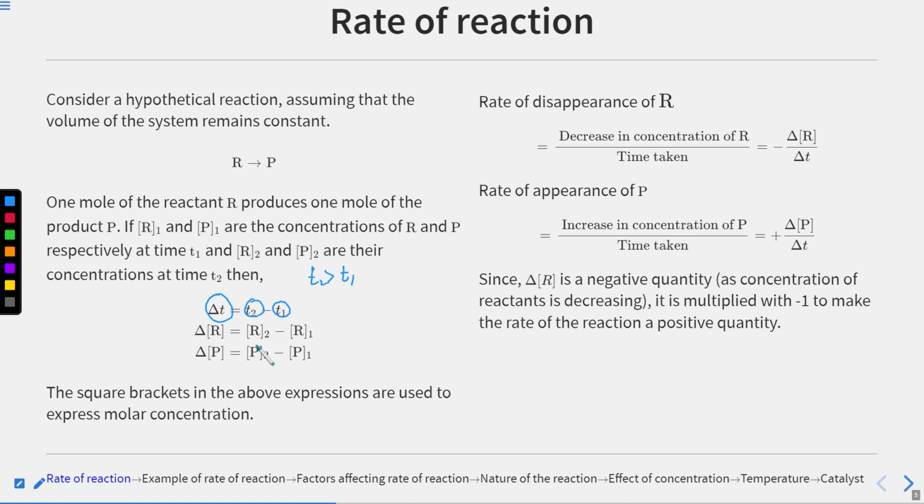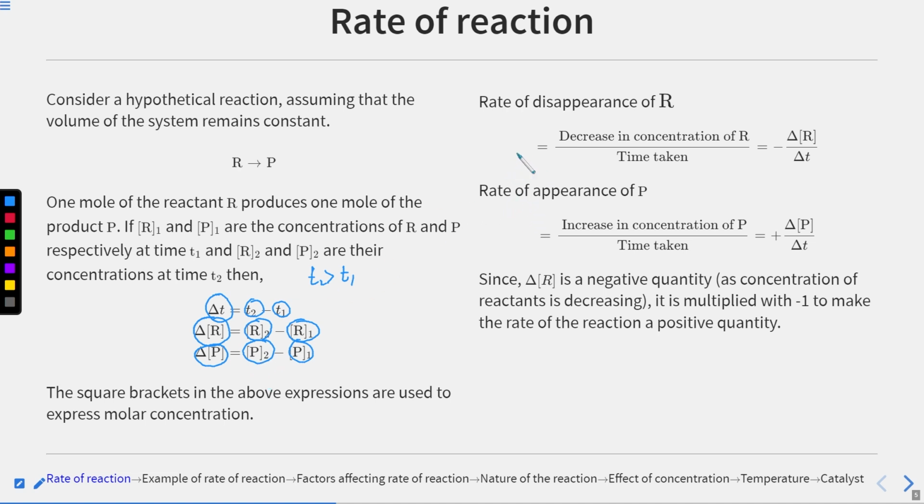Next, what is the change in concentration of reactant? It is R2 minus R1. The concentration has changed from R1 to R2, so the change in concentration can be written as R2 minus R1. Similarly, for the product concentration change, we can write P2 minus P1, where P2 was the concentration at time T2 and P1 was the concentration at time T1. So the change in product concentration would be equal to P2 minus P1, square brackets and all.